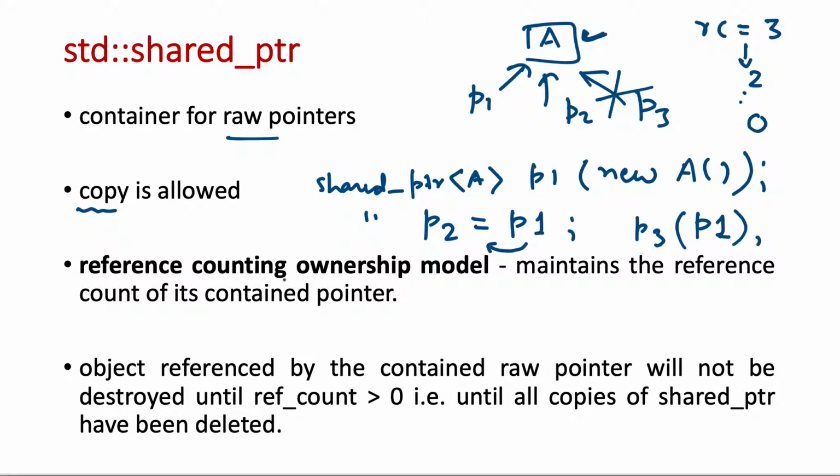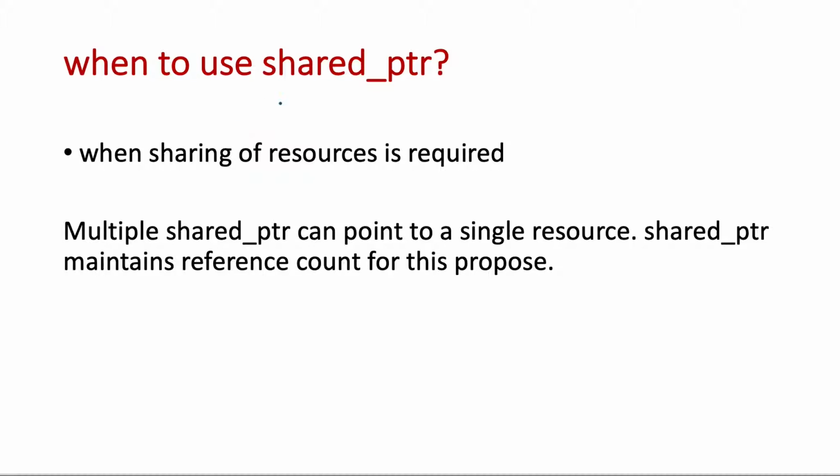So it follows a reference counting ownership model, that is, it maintains the reference count of its contained pointer. An object referenced by the contained raw pointer will not be destroyed until the ref count is greater than 0. So when should we use the shared pointer? When we know that sharing of a resource is required. Multiple shared pointers can point to a single resource and the shared pointer maintains a reference count for this purpose.